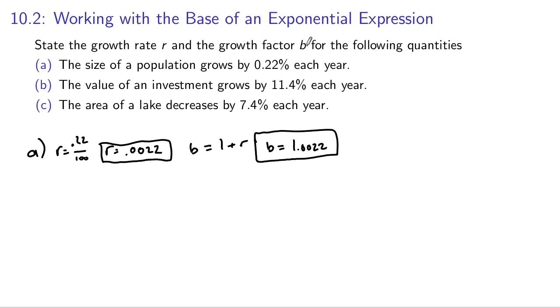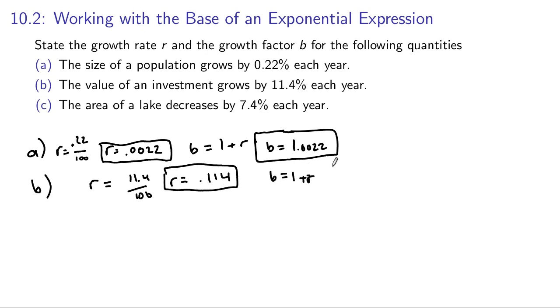You need to be very careful, by the way, with rounding growth factors. You do not want to over-round growth factors when there's a bunch of zeros, because if you subtract the 1 after over-rounding, you will get the wrong answer. So take care with rounding and growth factors. So part B, the value of an investment grows 11.4% each year. So our rate is 11.4%, which equals 0.114. So our growth factor b is 1 plus the rate, which will be 1.114.